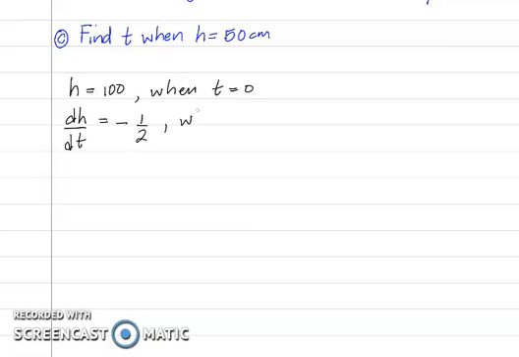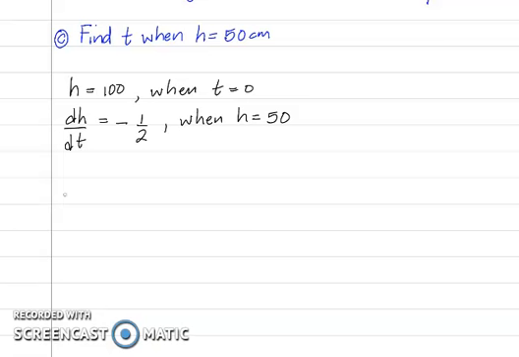and this is when h is equal to 50. We got that from the fact that the rate at which the container was leaking when it was half full is a half. So dh/dt here is negative because the height is decreasing.